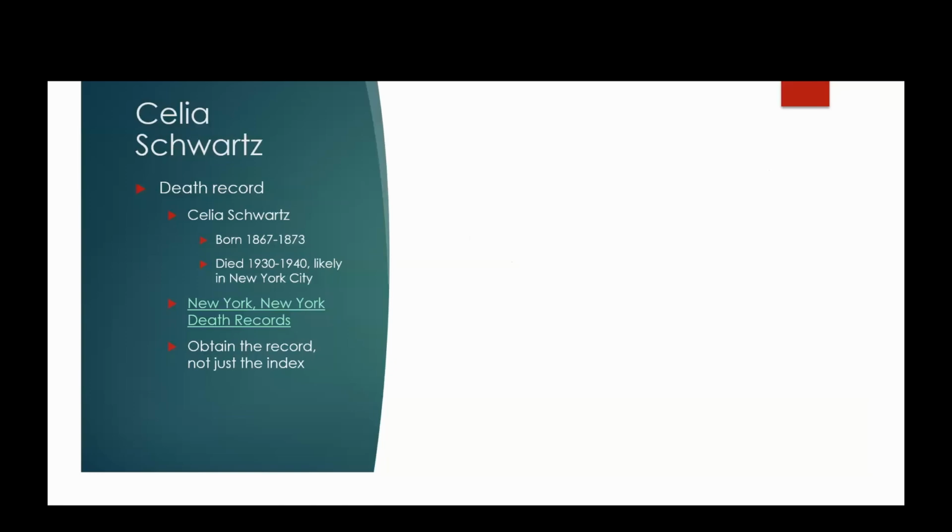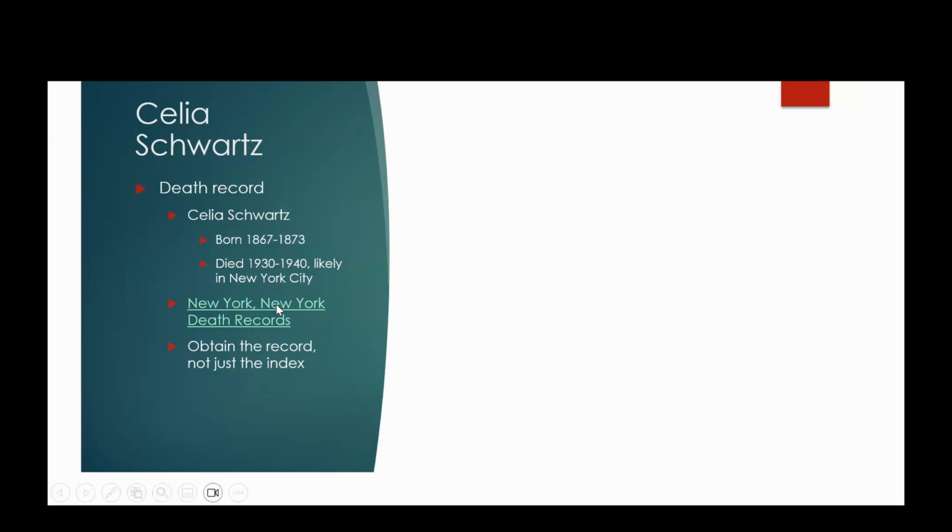So probably a good place to start would be death records. Death records often will provide a birthplace, and they often do provide the names of parents. And so the information that we have suggests that Celia was born sometime in the 1860s or 1870s, that she died sometime between 1930 and 1940. She likely died in New York City. So let's see if we can find records pertaining to that time period.